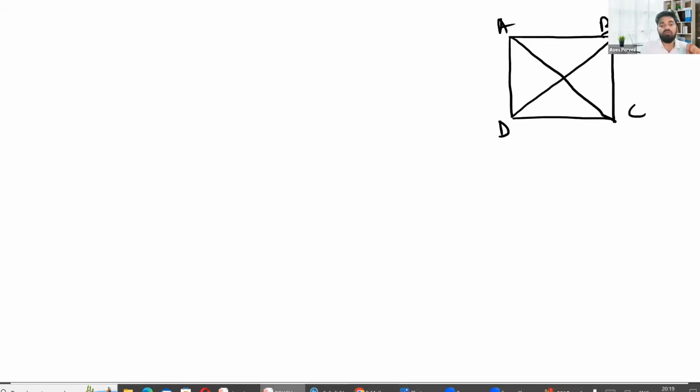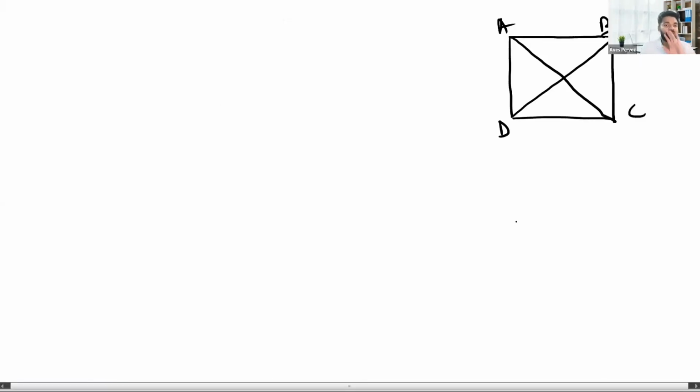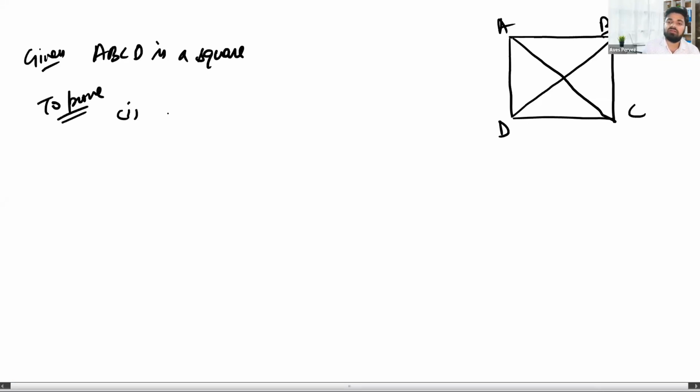Okay, so how will you be able to prove that? This question, you need to concentrate here. First of all, if you need to prove this equal, then how will you prove it? It is a square. Square means this side is equal to this side is equal to this side is equal to this side, and this angle and this angle and this angle and this angle are 90 degrees. So how will you prove AC is equal to BD? Given that ABCD is a square. To prove, first we are just proving that BD is equal to AC.